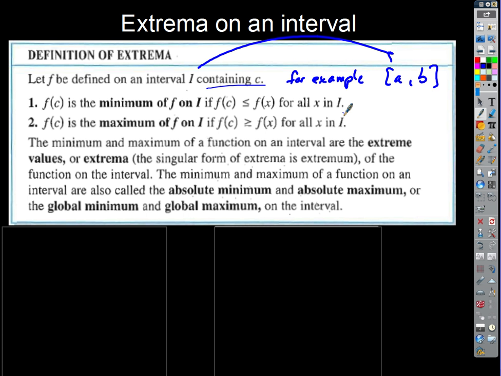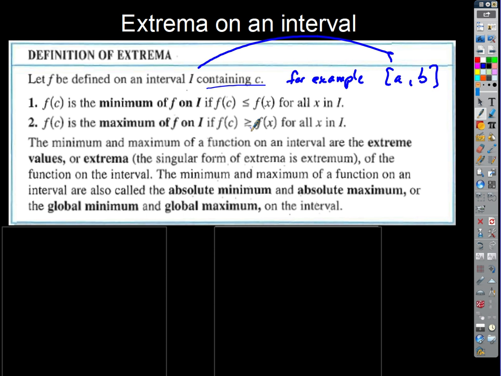And likewise, we'd say f of C is the maximum of f on I if for all x in the interval, f of C is greater than or equal to f of x. In other words, it's the biggest value in our interval, okay? That in and of itself is no big deal. You've seen maxima and minima before lots of times. We talked about them in Algebra 2 a couple years ago, right? But we're going to get more precise with it.